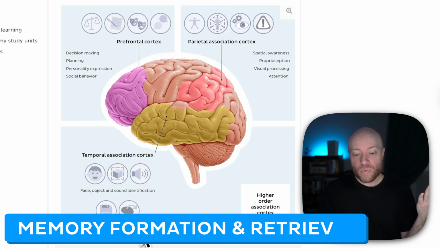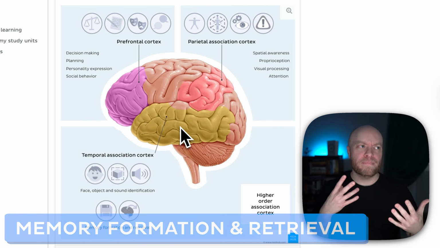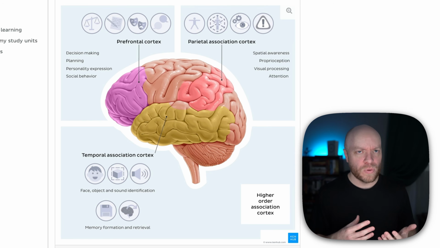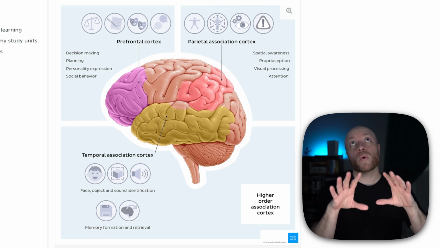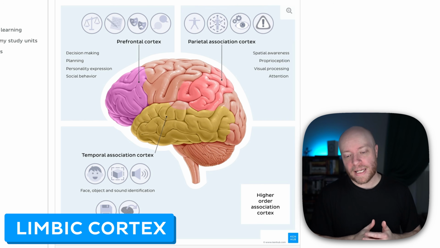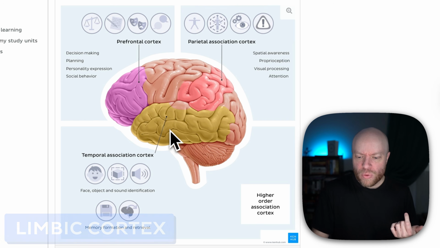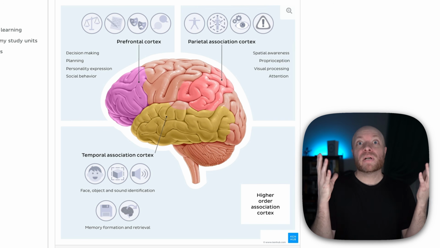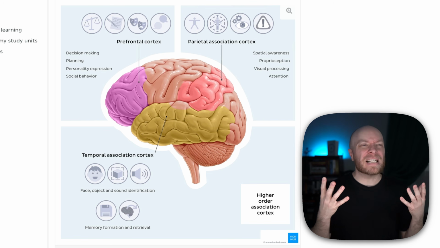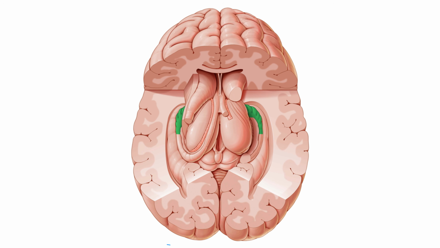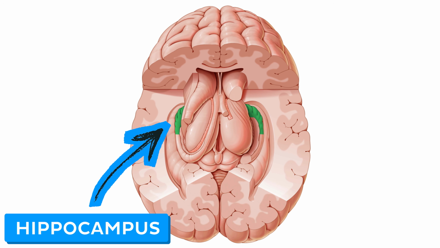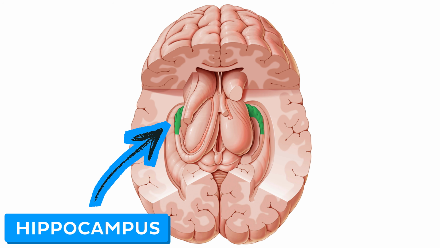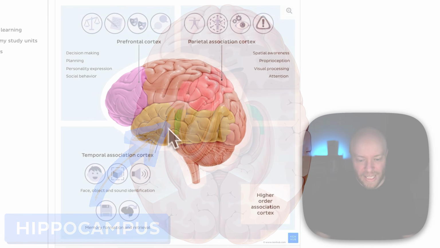And then memory formation and retrieval. Obviously, memory is going to be really important inside of the temporal lobe. There's a deeper lobe or cortex inside of here called the limbic cortex. That's also just out of view here, but it is still considered part of your higher order association cortex. The limbic cortex is where you're getting into the limbic system, and the hippocampus, for example. So there's memory and how memory is distributed from short to long-term memory.